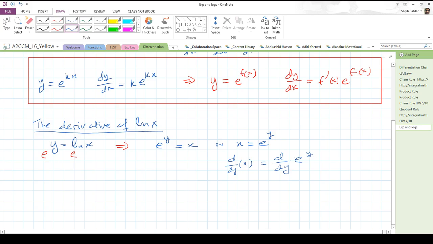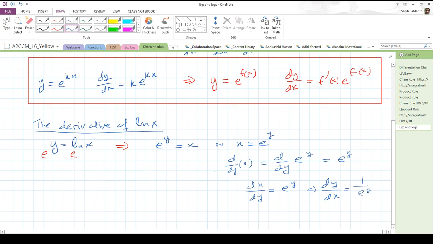When I differentiate e to the y with respect to y, guess what I'm going to get? e to the y. So now I've got a new rule. I've got dx over dy is e to the y. Now using that flip, Alex, that I think you were asking me about earlier on, it comes into play here. Because if dx over dy is e to the y, dy over dx will be what? e to the minus y, which is 1 over e to the y.